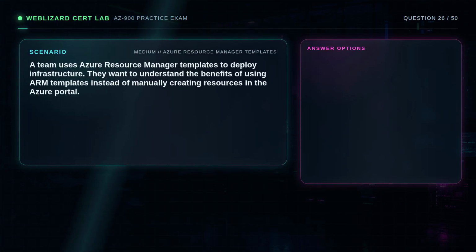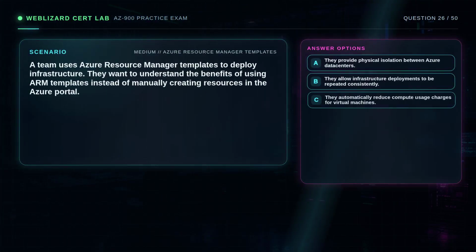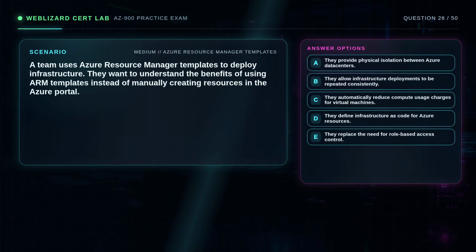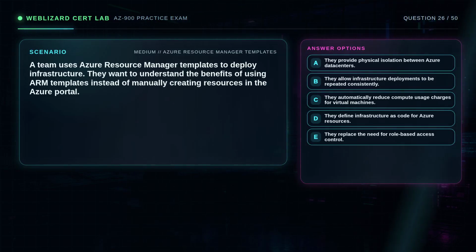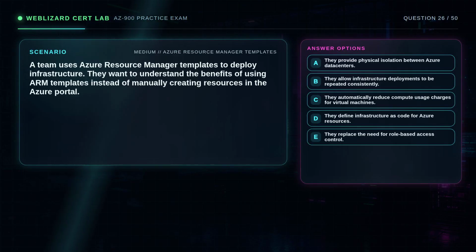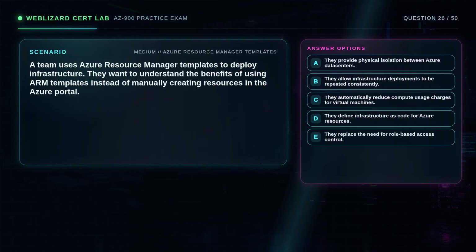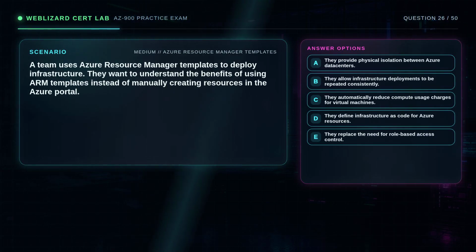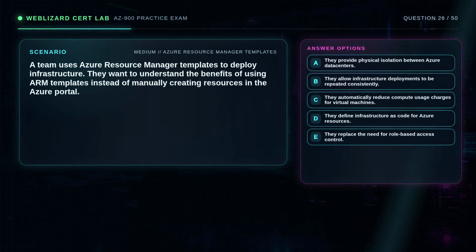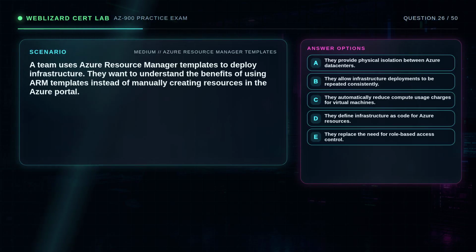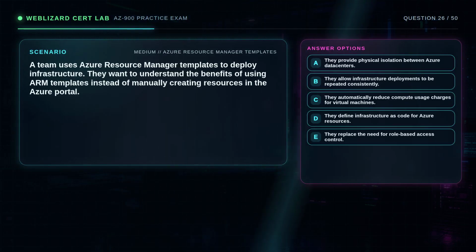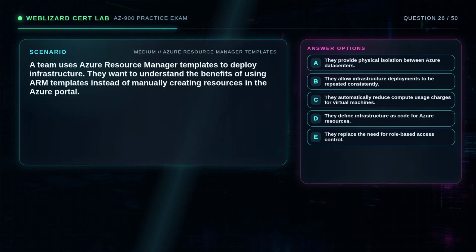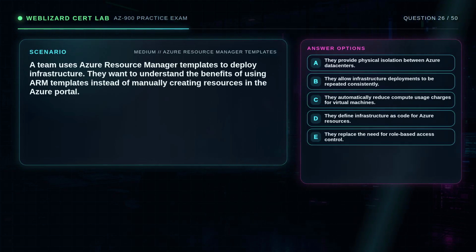Question 26. A team uses Azure Resource Manager templates to deploy infrastructure. They want to understand the benefits of using ARM templates instead of manually creating resources in the Azure portal. A. They provide physical isolation between Azure data centers. B. They allow infrastructure deployments to be repeated consistently. C. They automatically reduce compute usage charges for virtual machines. D. They define infrastructure as code for Azure resources. E. They replace the need for role-based access control.